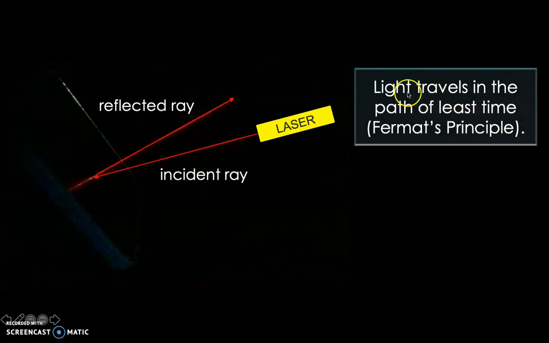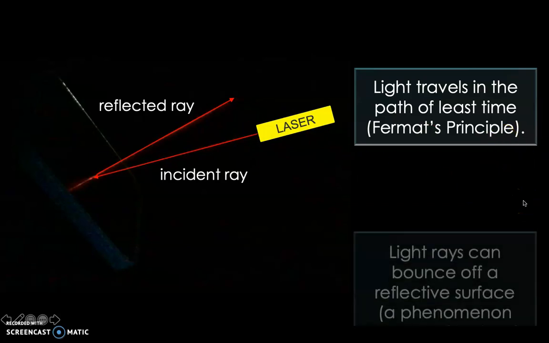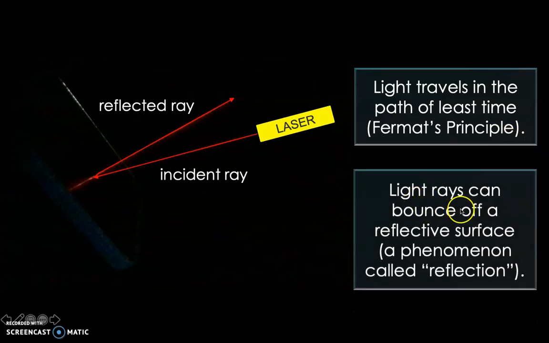The first one is light travels in the path of least time. In short, it takes the shortcut, the shortest route. So if this is the laser pointer, it will take a straight line path until it hits a barrier, which is a mirror. Okay, you call it Fermat's principle. So the consequence of Fermat's principle is that light travels in a straight line path for it to take the least time. Second thing, light rays can bounce off a surface, especially if it's a reflective surface.